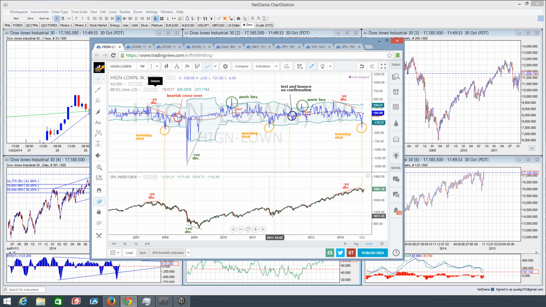That warning shot only caused a correction for a few months, and then the market recovered again. You'll notice that the 52-week average came down to the zero line, did not cross over it, basically kissed it and bounced back up. We saw another panic buy right about here. It forced a correction, and then the market started climbing again. And you can see that the breadth indicator started oscillating back and forth inside the Bollinger Band.